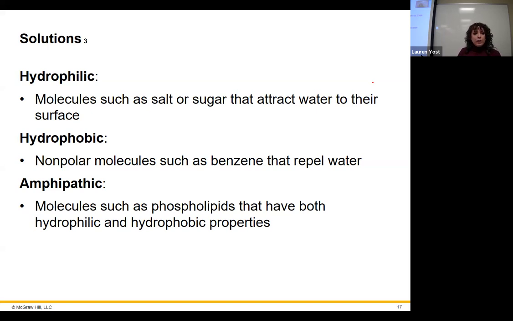Hydrophilic, water loving. These are going to be our charged, polar molecules, things that interact well with water, typically. And then amphipathic. That's our fancy term for things like phospholipids. We talked about that phosphate group interacting well with the water, and then the lipid tail of it doesn't interact well with water. So it's got two aspects going on at the same time.